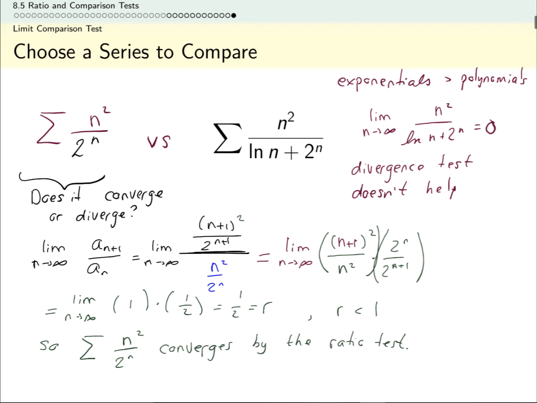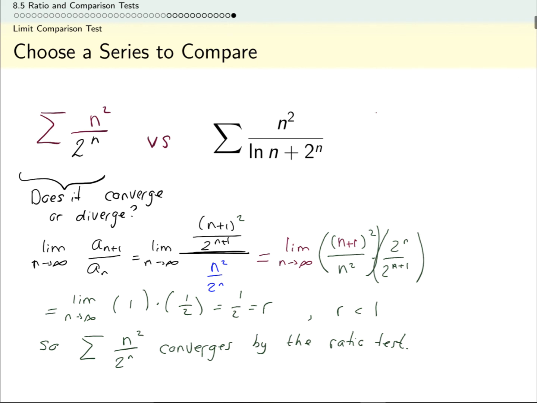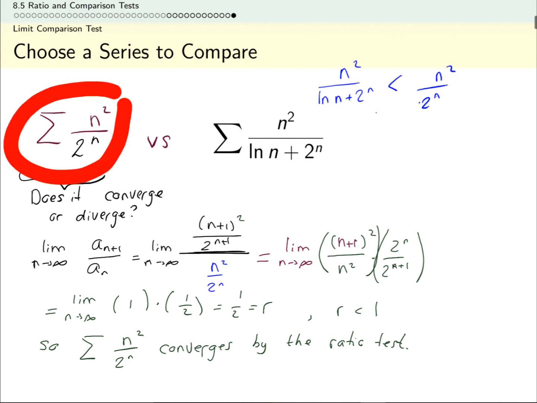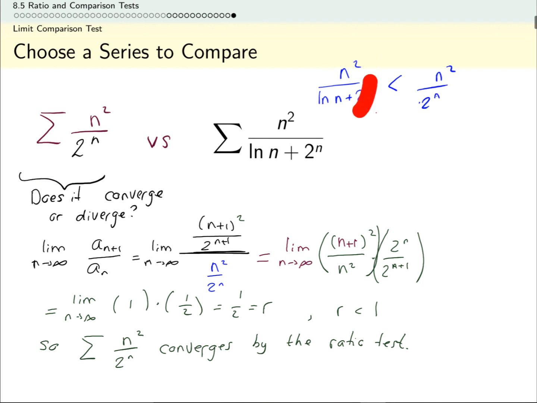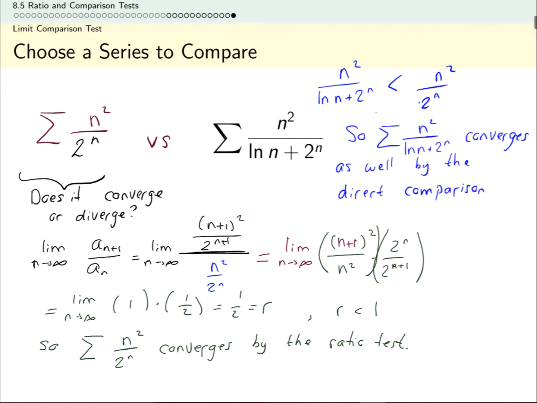So now I have my comparison series ready to go, but I haven't shown that the comparison will actually work. I haven't shown that actually these two series behave similarly. Let's think about which series has larger terms. The series on the left has a larger denominator, so it's smaller overall. This is the correct direction of an inequality to use the direct comparison test. The fact that my comparison series converges means its terms are small, and these terms are even smaller. So that means my mystery series converges as well by the direct comparison test.